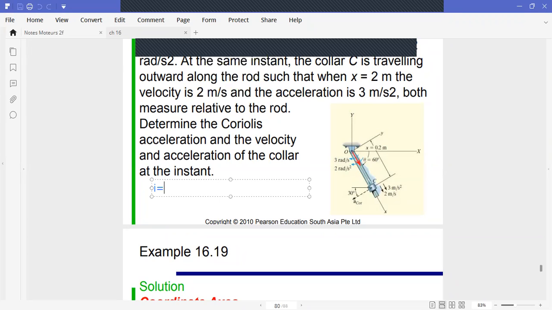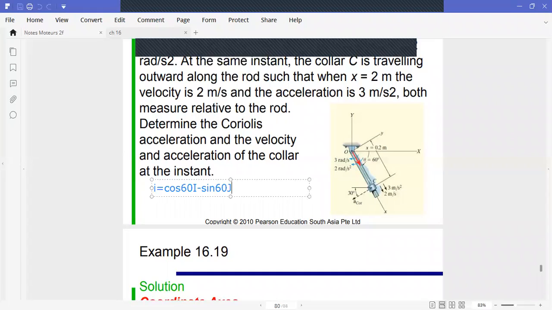Project on big I, what do you have? Cosine 60 times big I, okay? And along big J? Sine 60, but minus, yes. Minus sine 60 J, okay?